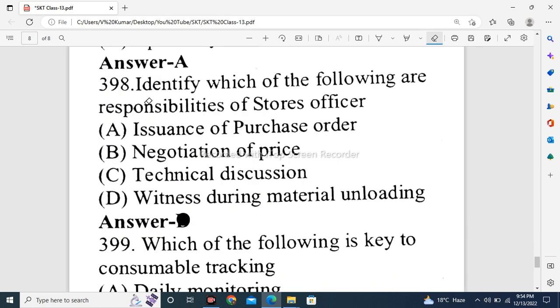नेक्स्ट है identify which of the following are responsibilities of a store officer. A. issuance of purchase order, B. negotiation of price, C. technical discussion, D. witness during material unloading. आंसर है D witness during material unloading. Identify which of the following are responsibilities of a stores officer, witness during material unloading.